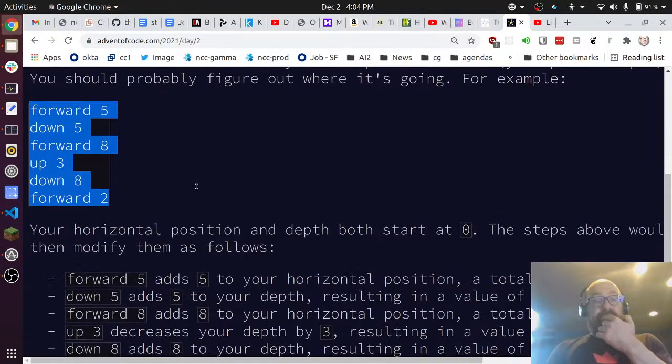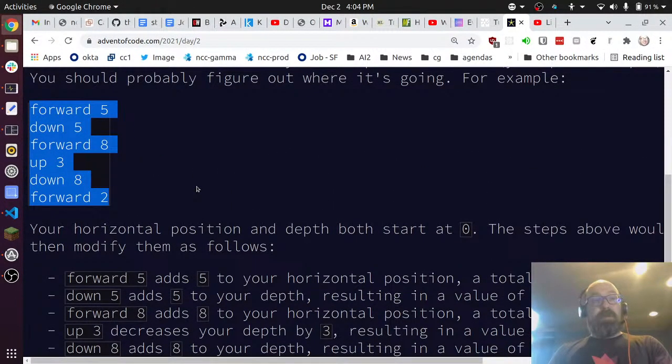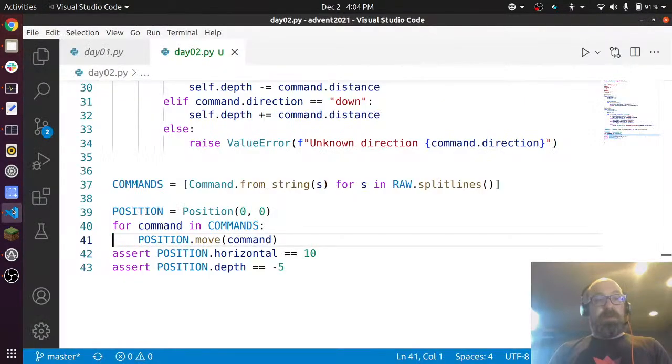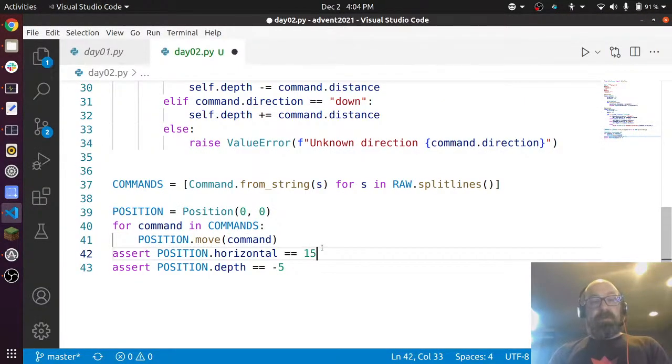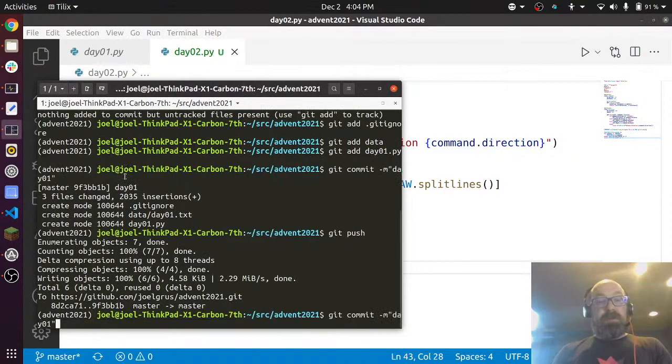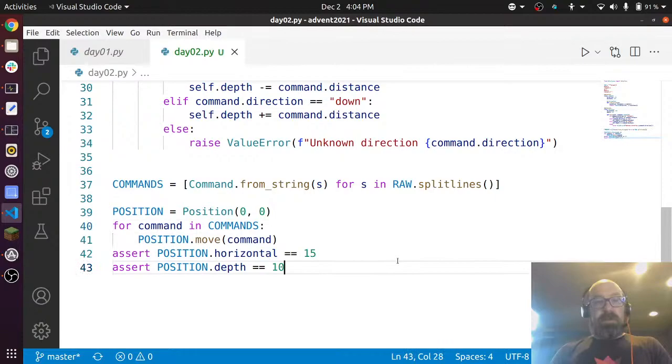so let's see. In this one, forward 5, 8 is 15, and down 5, up 3, down 8 would be 10. So 15 and 10. Okay, so that's what I want. So position.horizontal equals 15, position.depth equals 10. So it did the work for me, but it wrote the test cases wrong, same as it did yesterday. So let's see, if I do python day02.py, that test passes, so that's good.